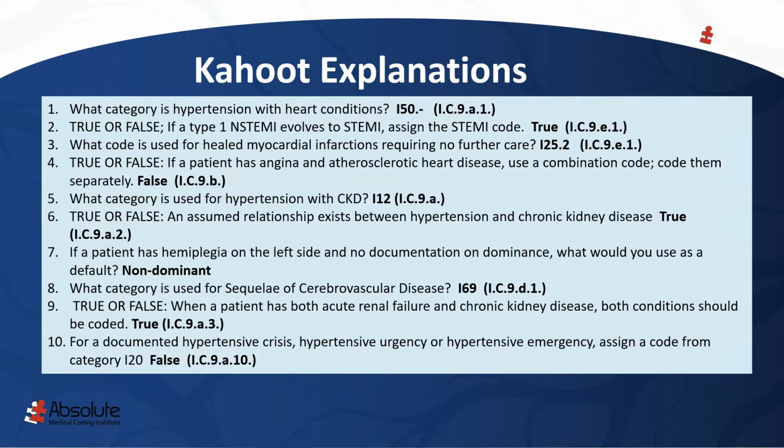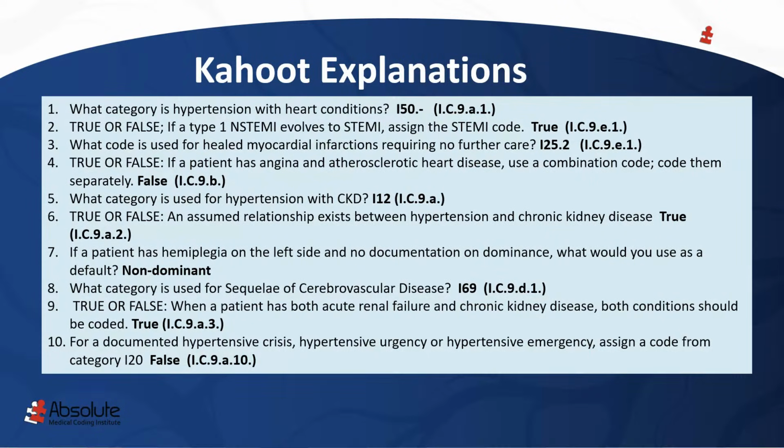All right. Our next question, what category is used for sequela of cerebrovascular disease? We're going to be using guideline I.C.9.d.1, and it states right in the guideline that you use category I69. Our next one, true or false? When a patient has both acute renal failure and chronic kidney disease, both conditions should be coded. It is true. Again, you are going to be using the guideline I.C.9.a.3.